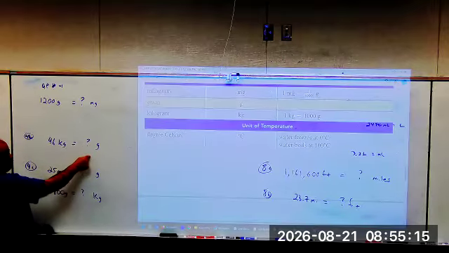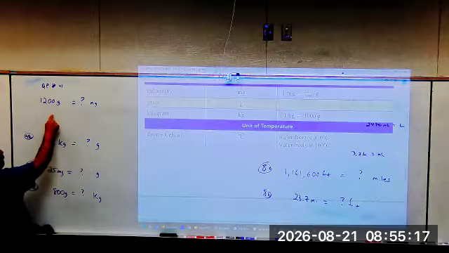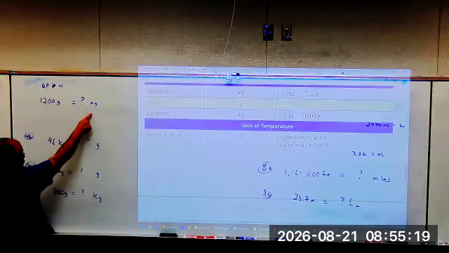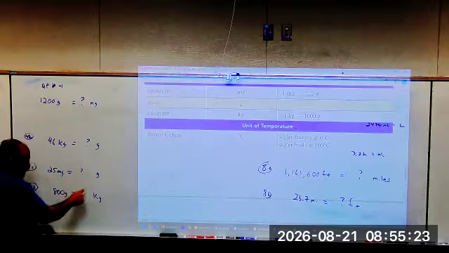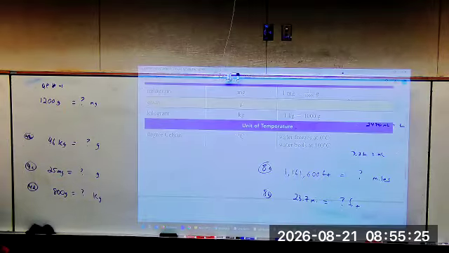That's one jump. Grams to milligrams, that's one jump. Milligrams to grams, that's one jump. Grams to kilograms, that's one jump.